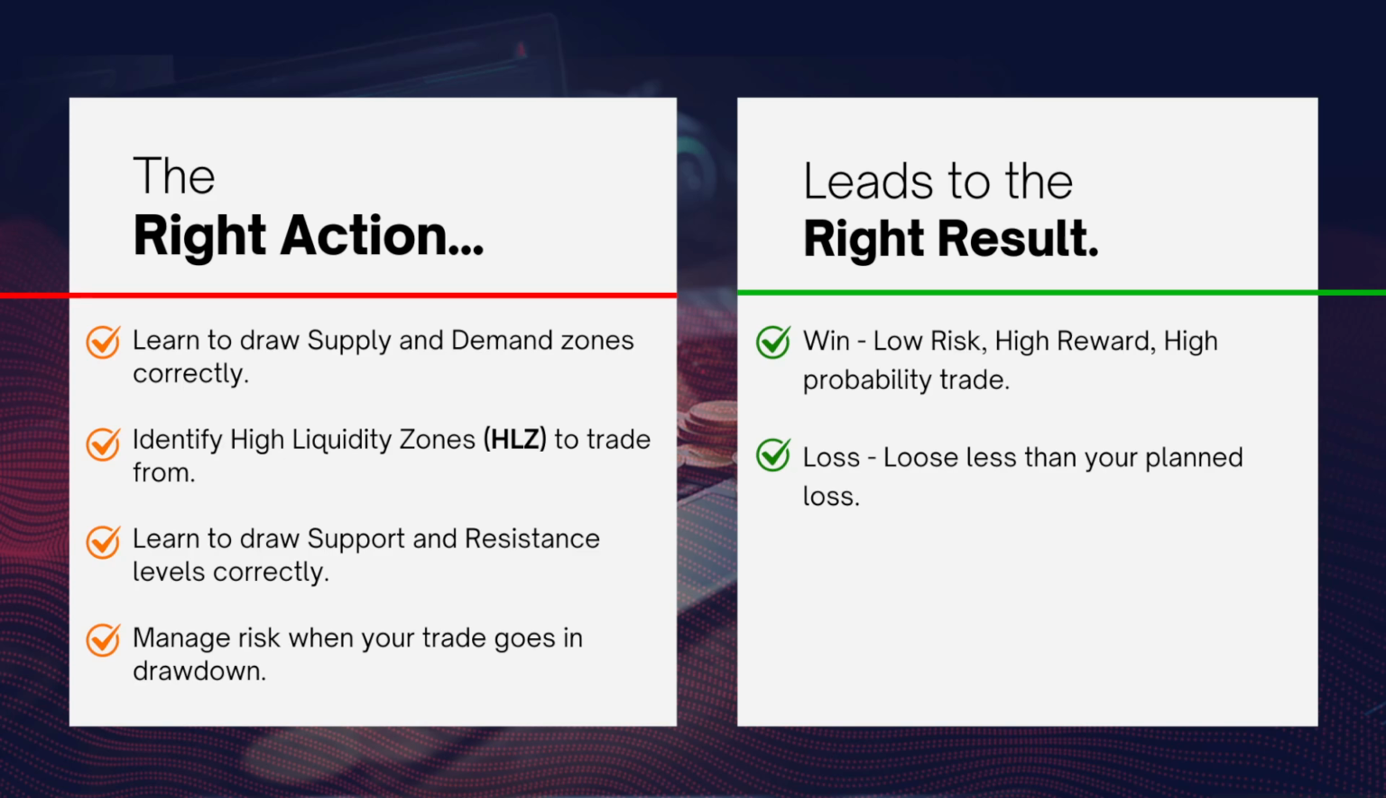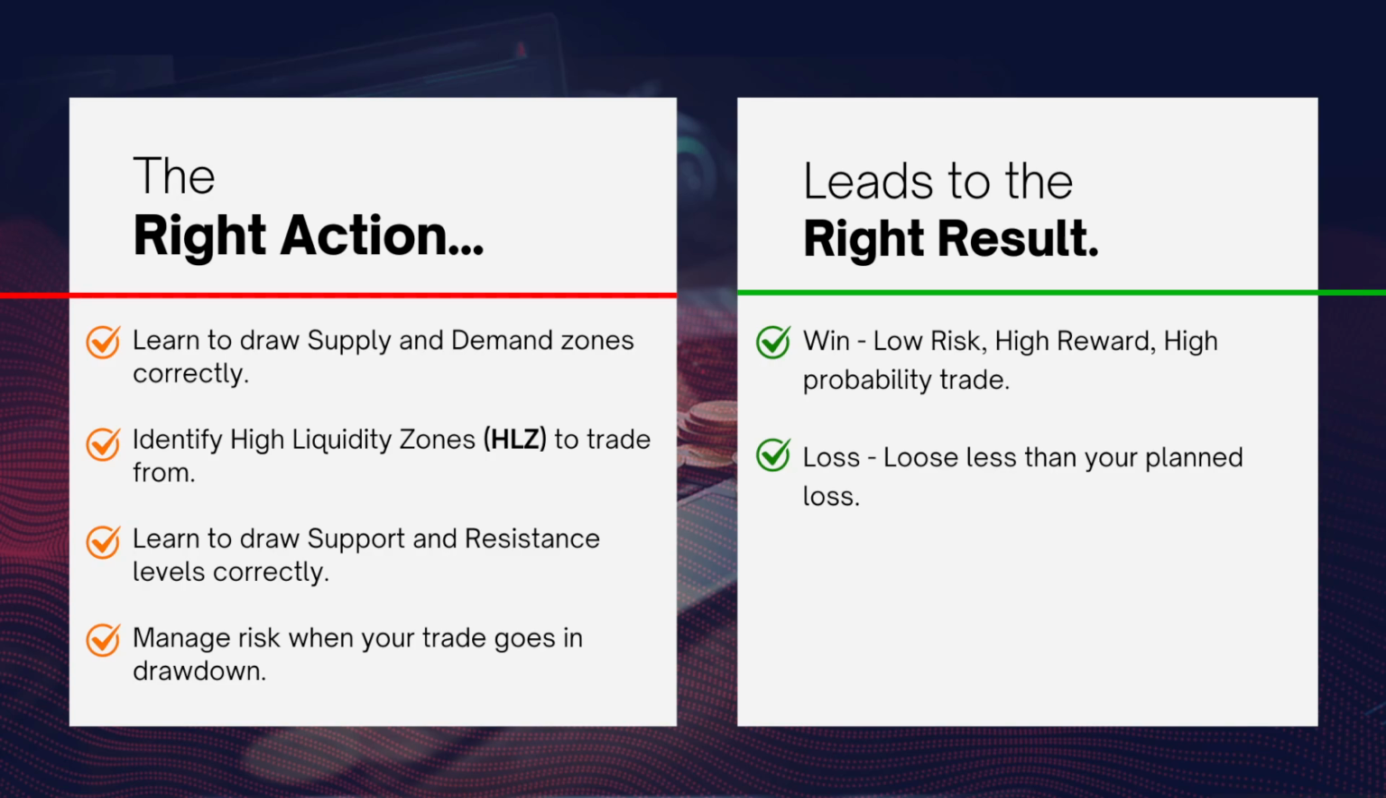And then you'll get this trade. You'll get the right win. The right win is a low risk, high reward, high probability trade. You will get that if you do these three things. If you just do these two correctly, you will get this automatically. These two will lead to this. These two will result in this. Right? That's what will happen.